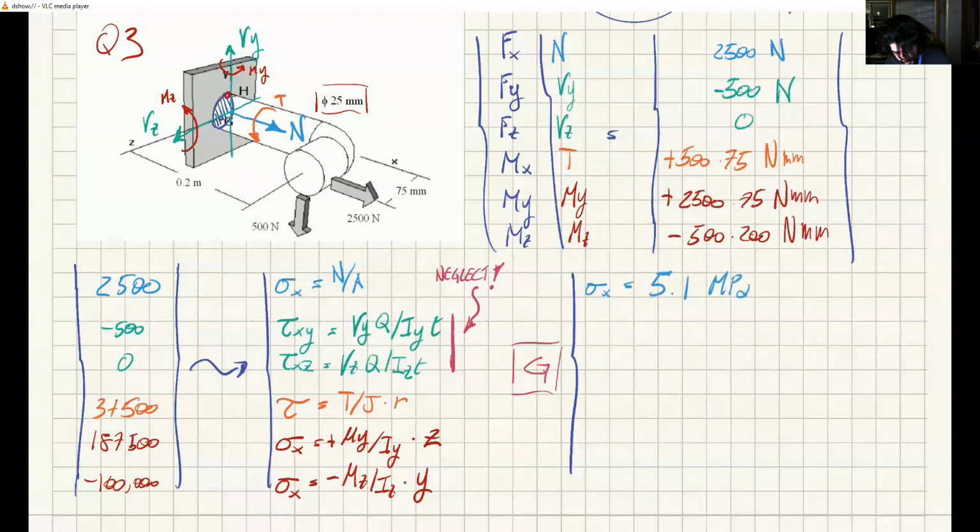Tau xy and tau xz, due to direct stress, we are ignoring. Tau xy equals 0 and tau xz equals 0. We are ignoring them because we said we are neglecting them.